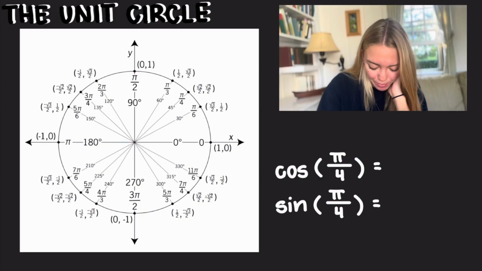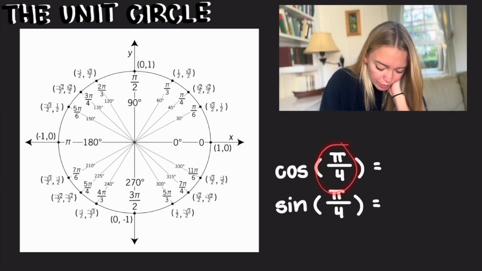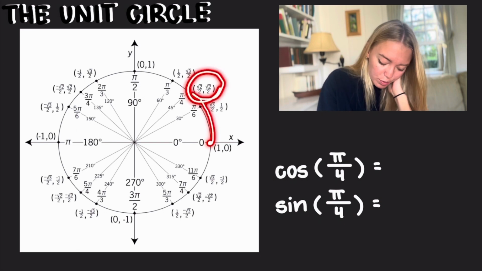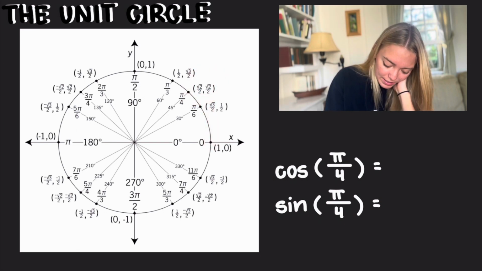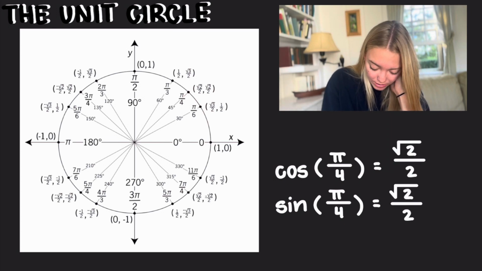Let's try this example. All right, pi over 4. We start here and we walk until we get to pi over 4. Well, that's this point right here. So cosine is going to be √2/2, and so is sine.